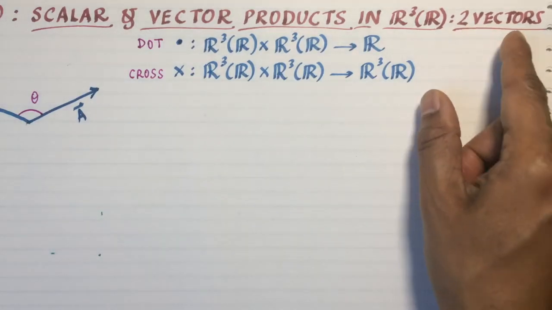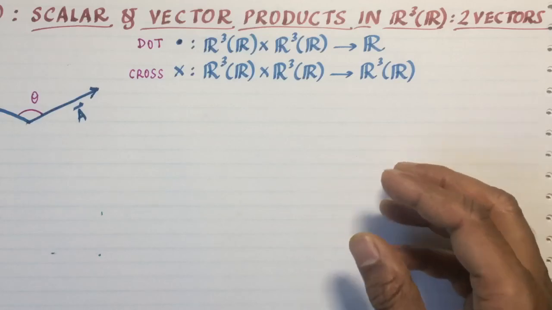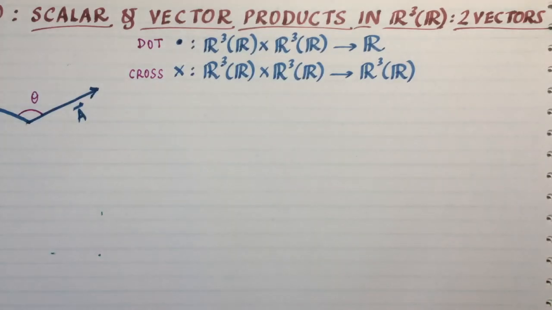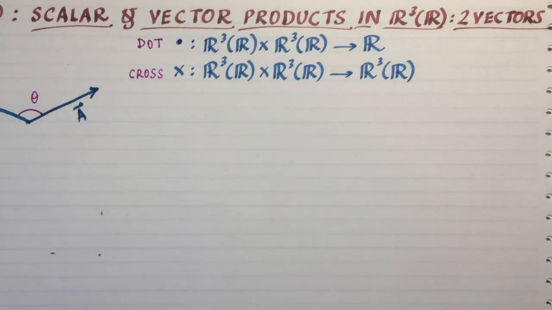So I'll first describe the two vector situation, and then for the purposes of this course we'll go to three vectors soon. We'll find a way of doing the scalar product for three vectors and the vector product for three vectors. That will be the subject of the following two videos. This notation might initially strike you as being excessive, but mathematics always proceeds by refinement of notation.